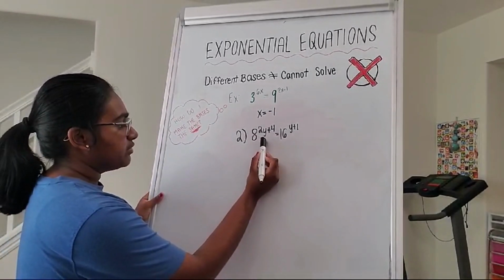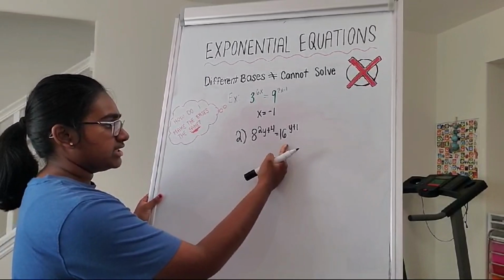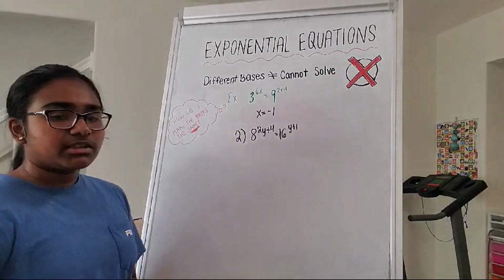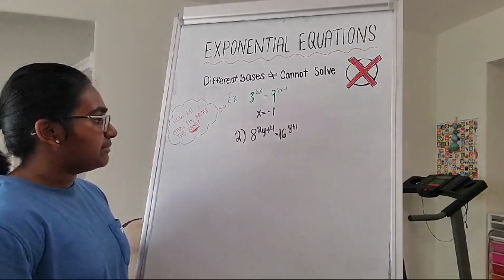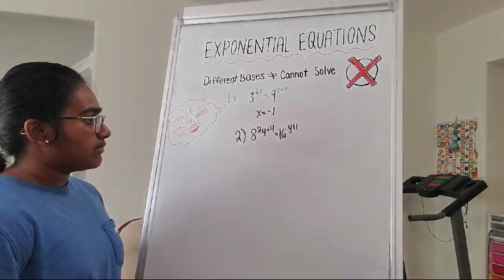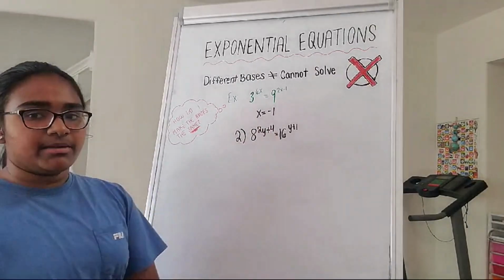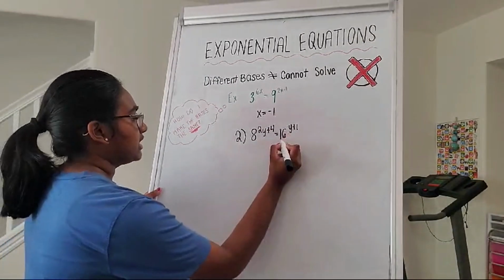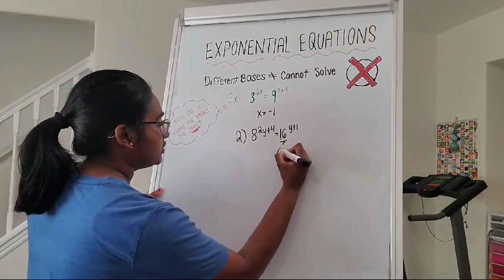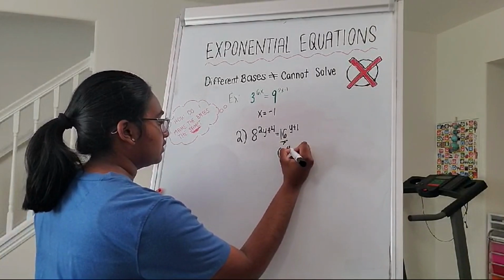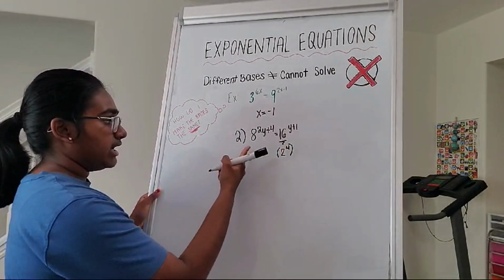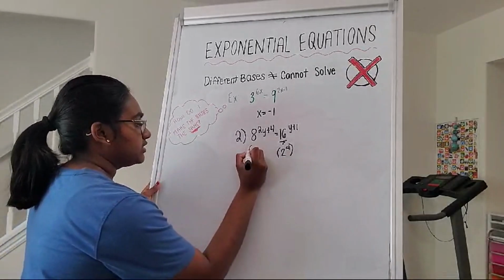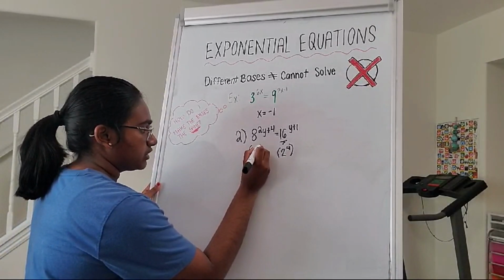8 to the power of 2y plus 4 equals 16 to the power of y plus 1. Just like the first question, let's start with trying to make the bases the same. So I'm going to start with 16. Again, I'm going to always start with the larger number. So 16 can be written as 2 to the power of 4. And 8 can also be written as a power of 2. It can be written as 2 cubed, or 2 to the third power.